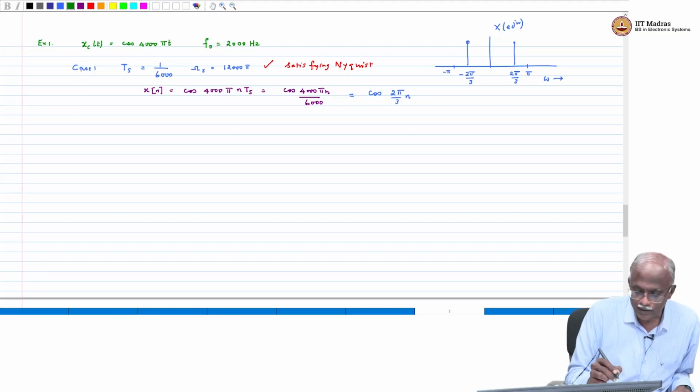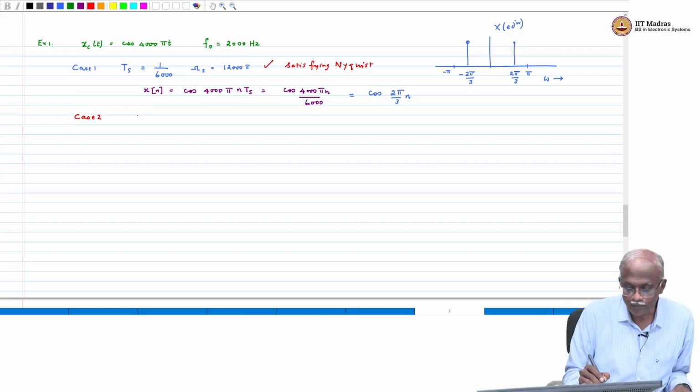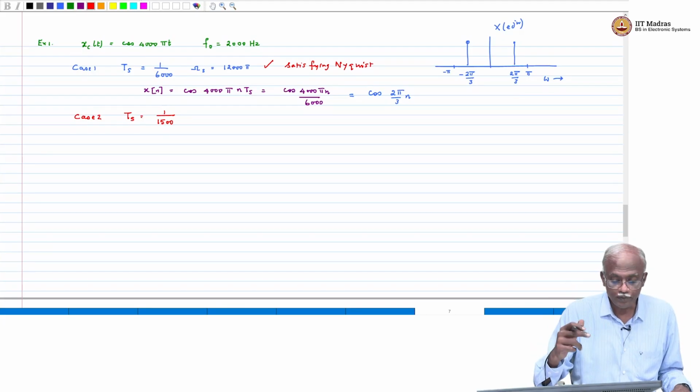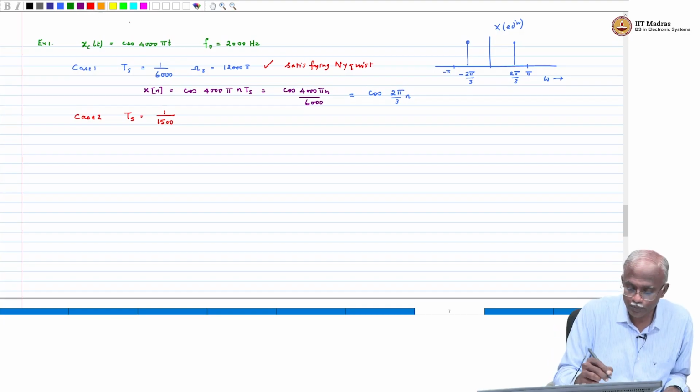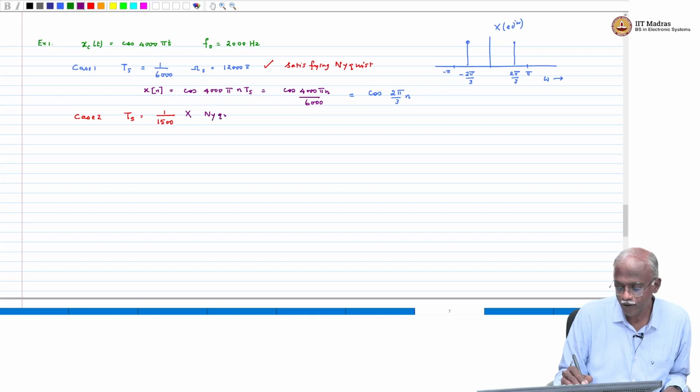Now let's take another case, case 2. This is also something that we had looked at in the class, but gives us another interesting insight. Ts is equal to 1 over 1500. That means your sampling frequency is 1500 hertz, which will not satisfy Nyquist. So let us put a big X mark and say that the Nyquist condition is not satisfied.